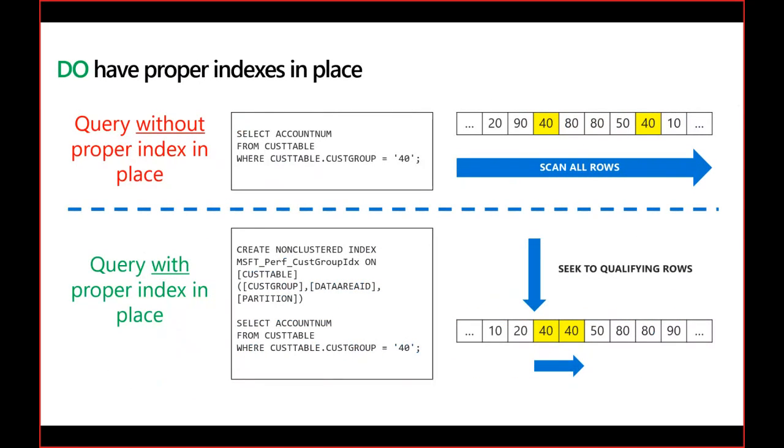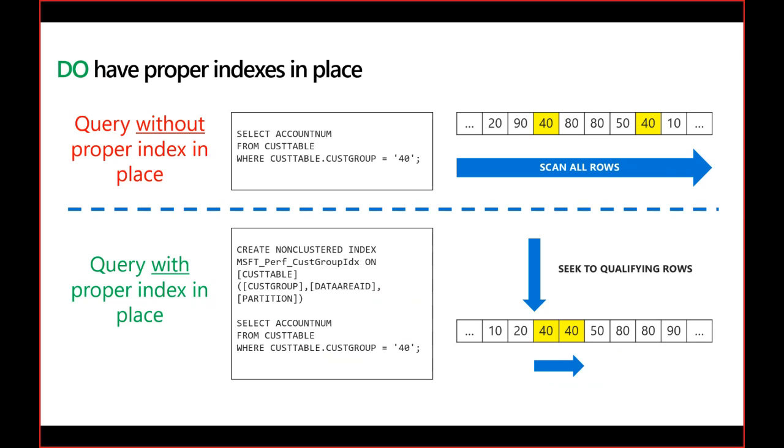The next one is do have proper indexes in place. Again, very obvious, everybody would say, of course, but still we see a lot of times it's not done. We still see a lot of queries, custom queries, sometimes also standard queries without a proper index in place. And this is a very simple example here, which highlights one that doesn't have a correct index and the other one has an index. The upper part is just scanning all rows. And the bottom part, it can immediately go and do a seek to the qualifying rows.